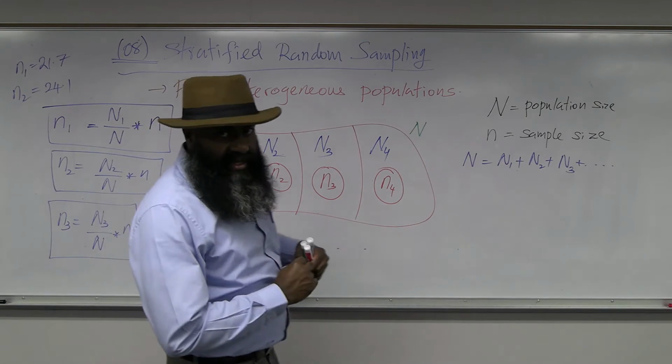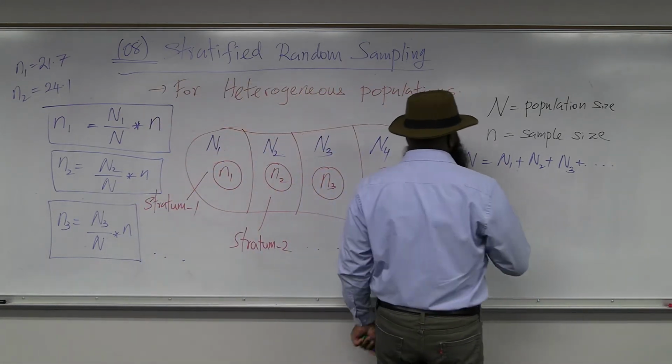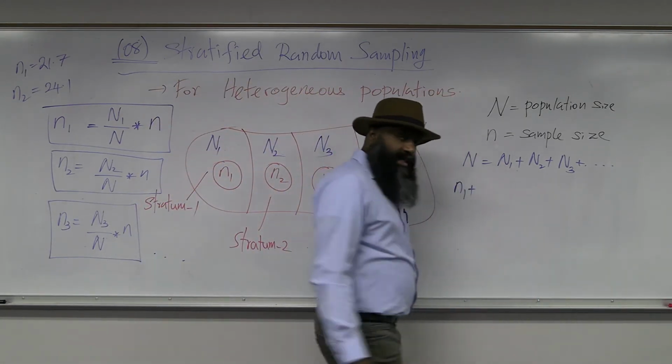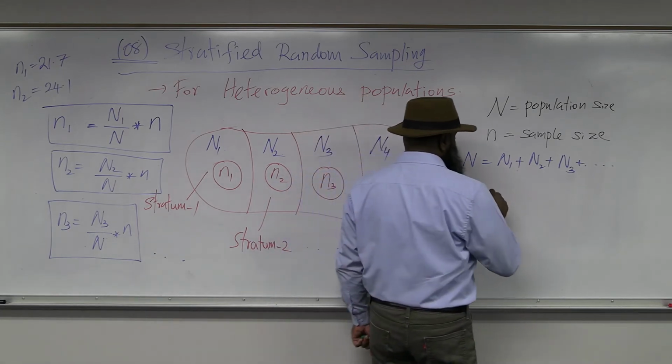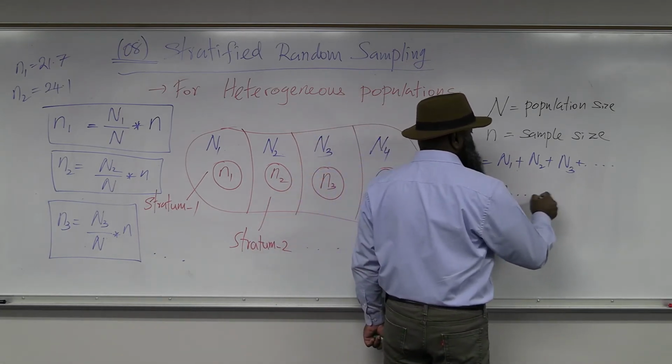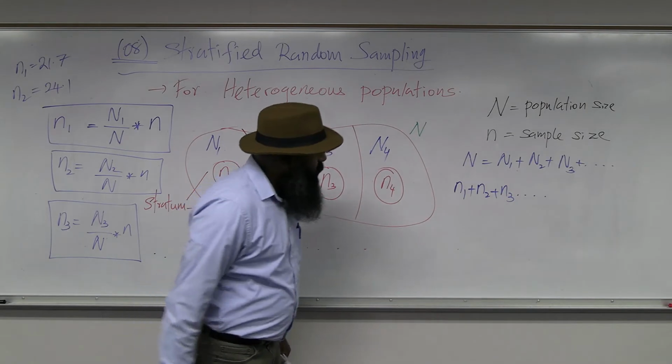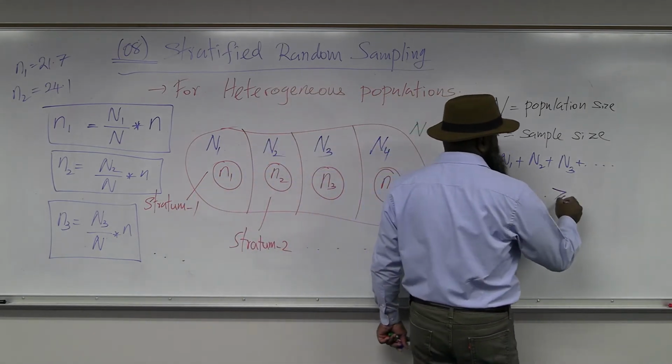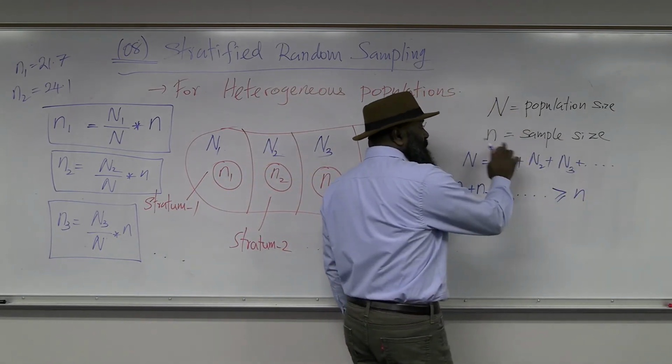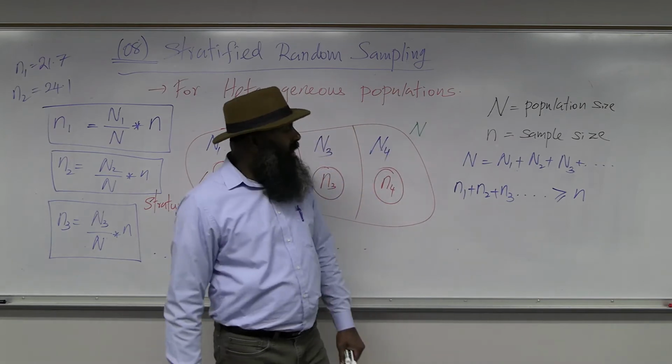Now, because of that reason, we have this connection. n sub 1, lower cases, right? Plus lowercase n sub 2 plus lowercase n sub 3, all these things. The summation is usually larger than or equal to initial sample size, which is n. Okay, so that's that connection.